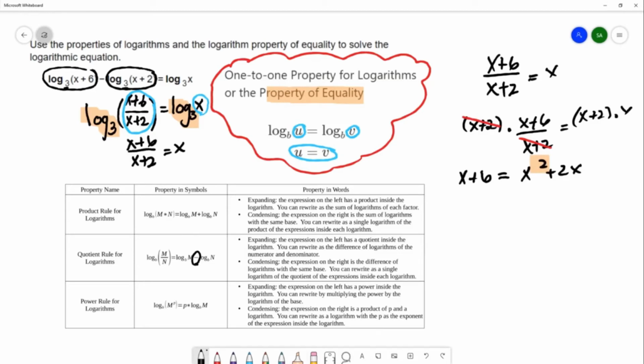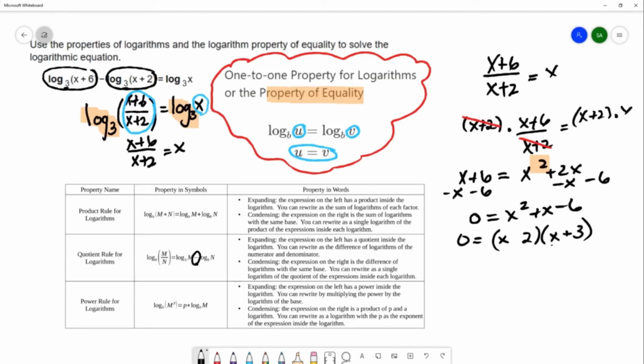I'm going to move all the terms to the same side and see if I can factor. So I'll subtract x and subtract 6. That gives 0 equals x squared plus x minus 6. I can factor to get x times x is x squared, 2 times 3 is 6, and I'll do a plus on the 3 and the minus on the 2. I'll set each of these factors equal to 0. x minus 2 is 0, x plus 3 is 0. And that gives x equals 2 and x equals negative 3.